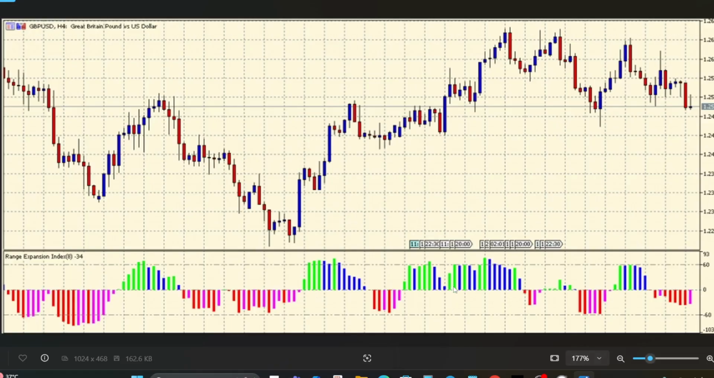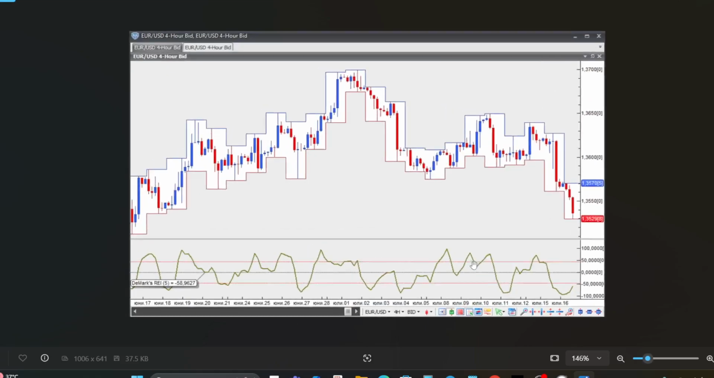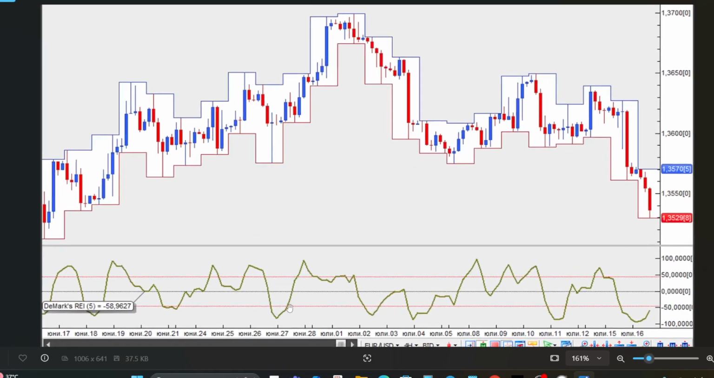When the range expansion index increases, if it is in the form of the histogram bars, you watch out for the increase in the length of the bars. If it's in the form of a line, you watch out for the line increasing in value. Look at the values on the right hand side. Ensure that the value is rising. So when you have an increase, it signals that price volatility is expanding.